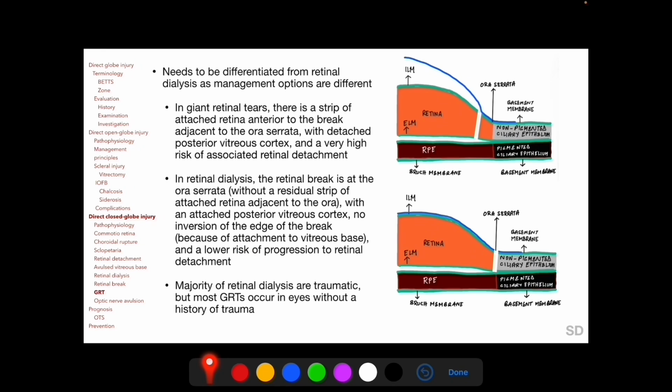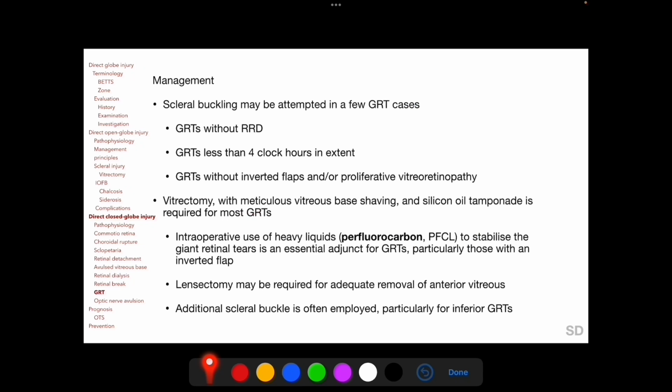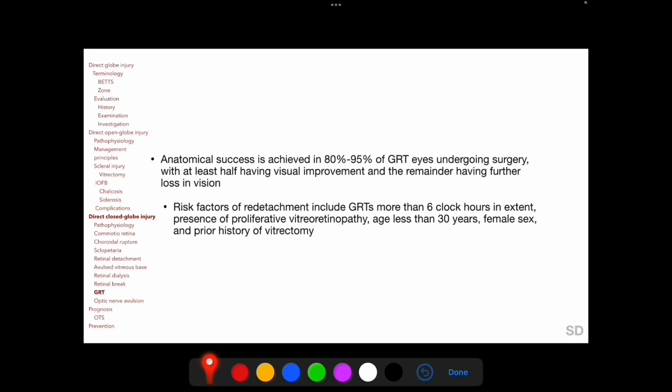As we have mentioned, the majority of retinal dialyses are traumatic, but most GRTs occur in eyes without a history of trauma. The majority of GRTs require vitrectomy with meticulous vitreous base shaving and silicone oil tamponade. Intraoperative use of heavy liquids such as perfluorocarbons to stabilize the giant retinal tear is an essential adjunct in the surgical repair of GRTs, particularly those with an inverted flap. Anatomical success, that is retinal reattachment, is achieved in 80 to 95% of eyes with GRT undergoing surgery, with at least half having visual improvement.